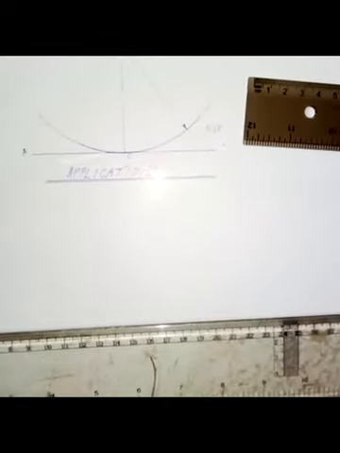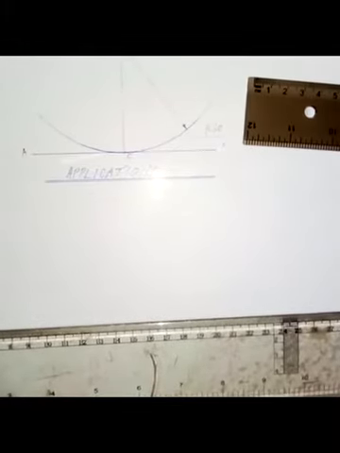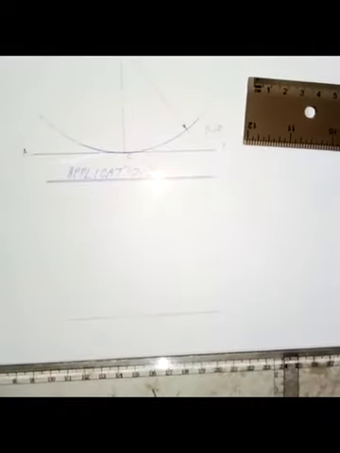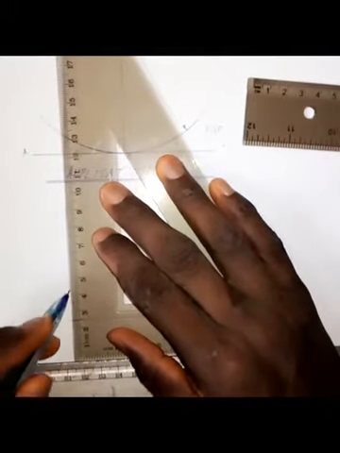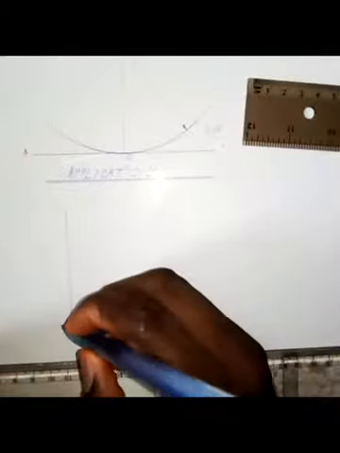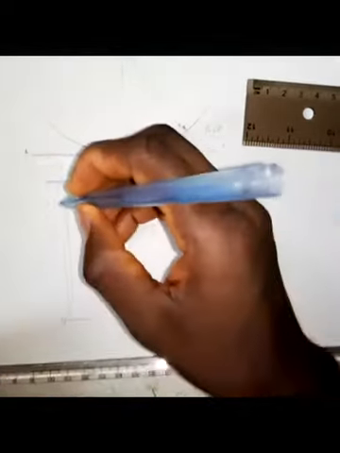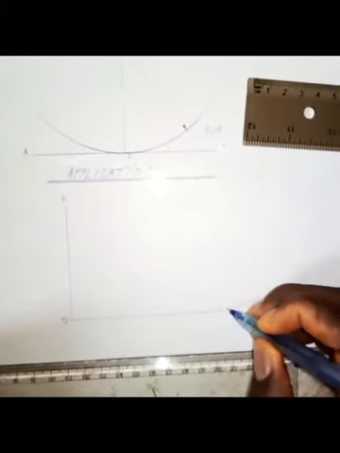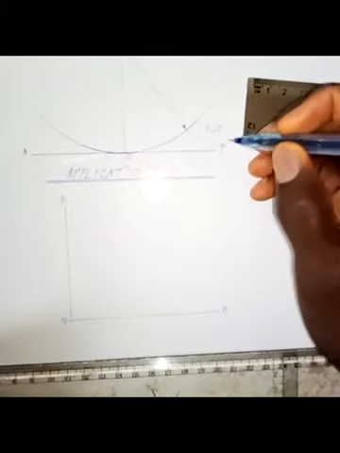So I have two straight lines. One is horizontal and the other is vertical. They intersect at this point. Let me call this point O, and let me call this A. This is line OA, and this is line OB.